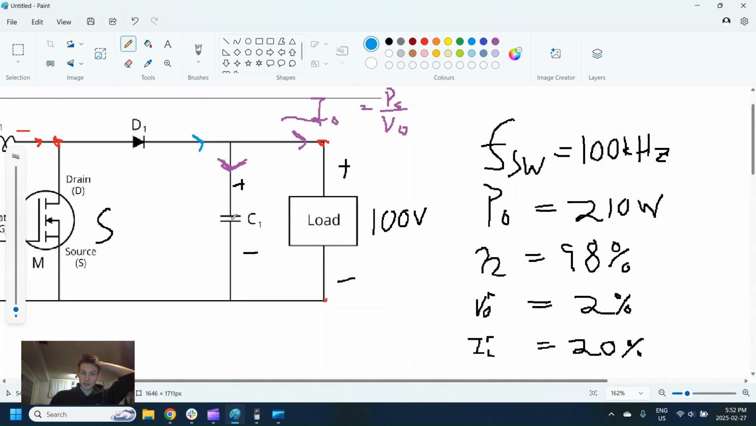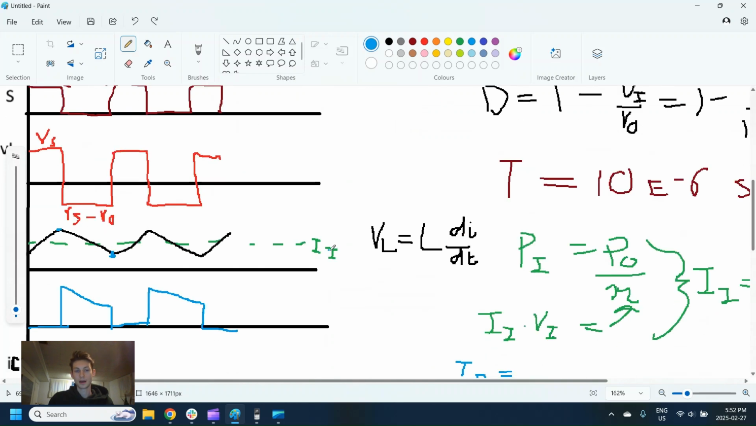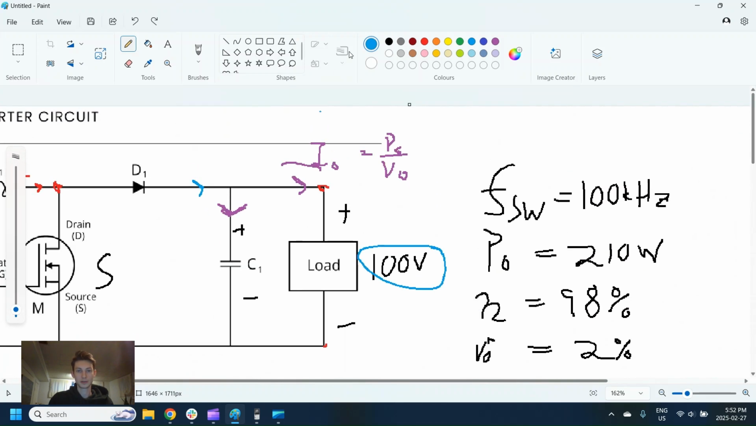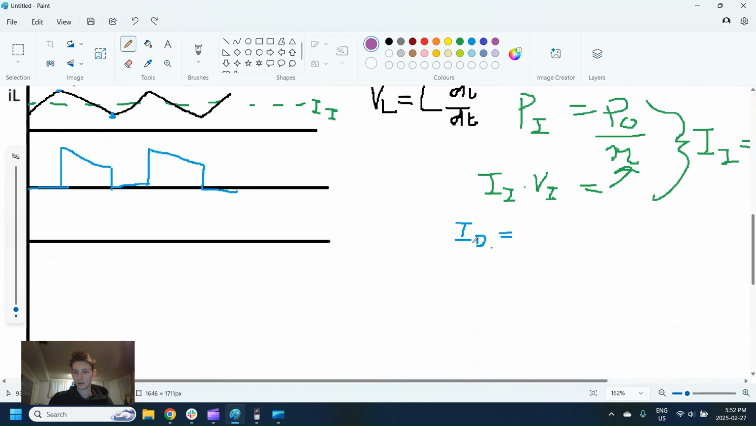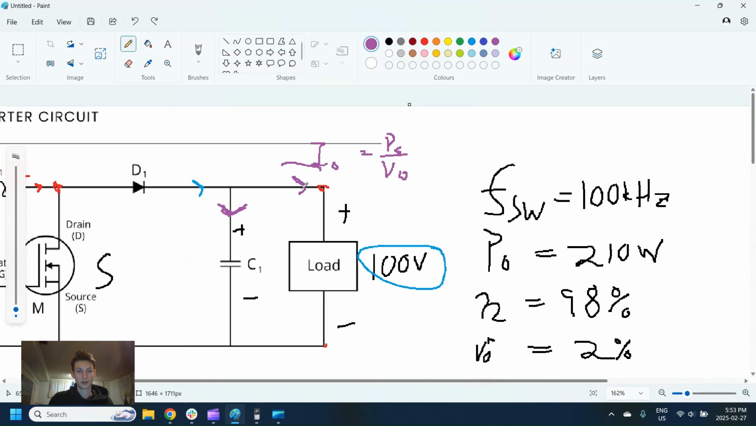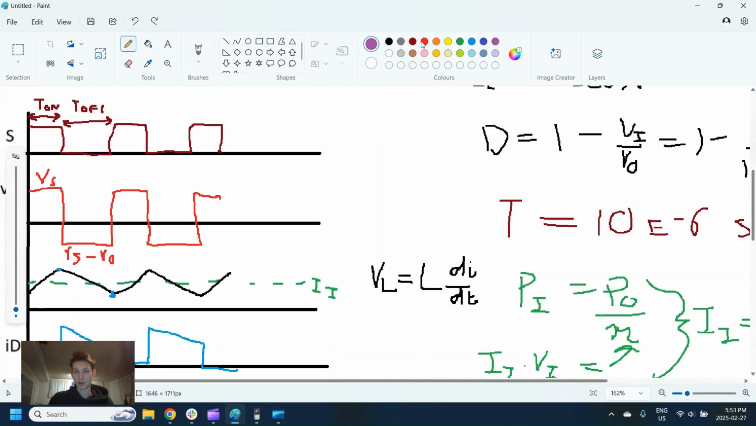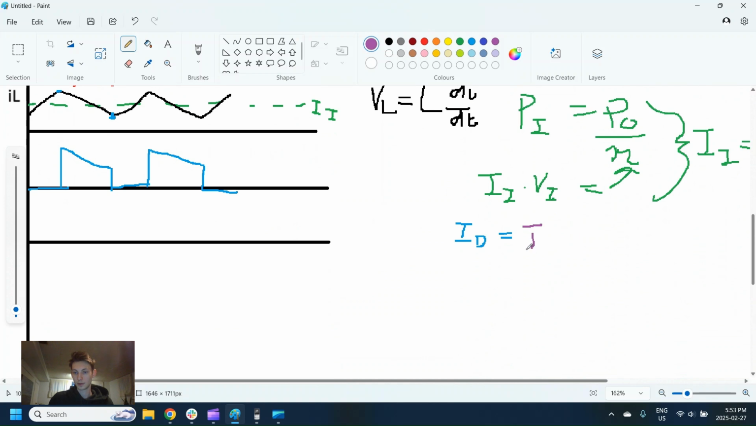If it was positive, that means this capacitor would always be increasing in voltage. If it was negative, that means this capacitor would always be decreasing in voltage. So we know over time for this voltage to stay constant, because this voltage is the same between these two points, for that voltage to stay constant at the load, which is what we want, the average current in this has to be 0. And that might seem a little bit counterintuitive because we're trying to look at what the current looks like, but it'll make sense in a second. So we know that the average current in the diode is going to equal the average output current, so I out.